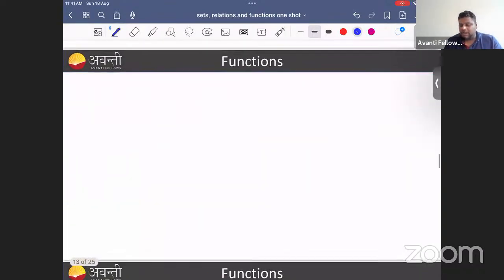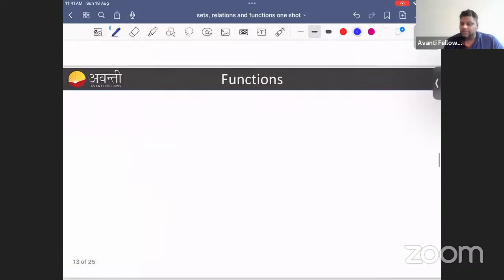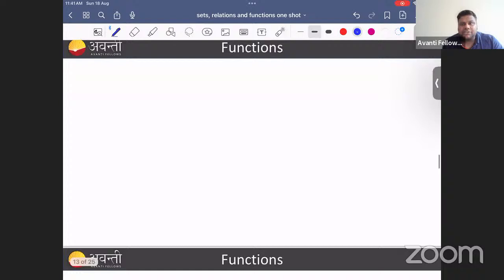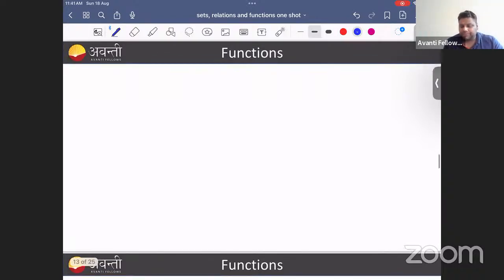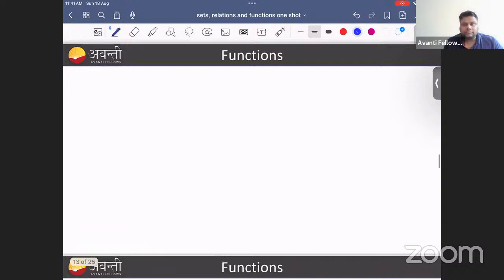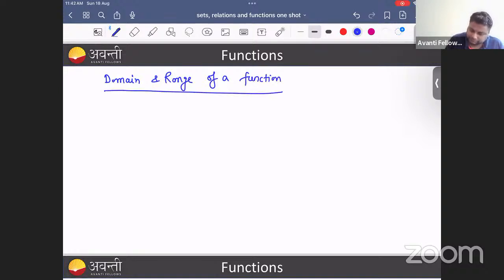Now we'll start a bit about functions. See, have you all studied functions in your classes? Please tell me. A few of you, please mention if you have studied functions. Very good. Okay. So we will do a few questions over the domain and range of a function.